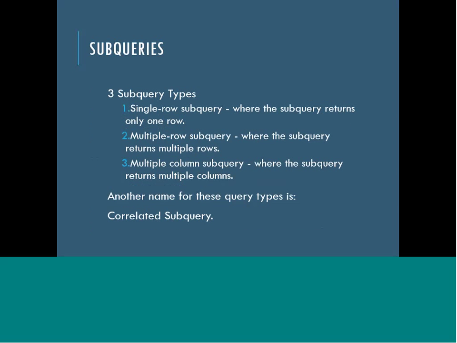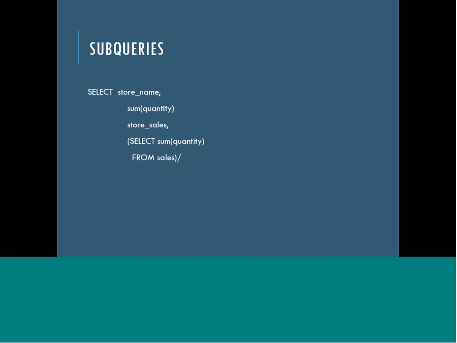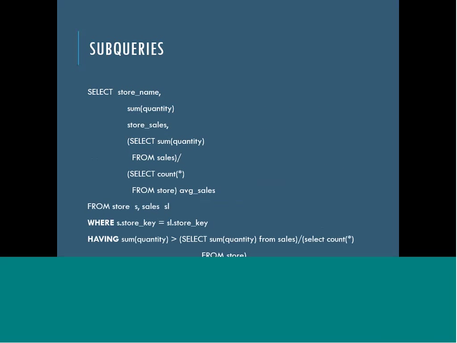These are just different types of subqueries. More or less like this. For example, you have select, you have the column name, and then you are using the aggregate function of the column name, and then you are saving it as store sales. Of course, you have to specify a variable when you are doing an aggregate function. So that's what we have over here.